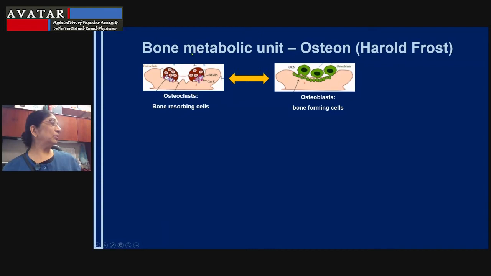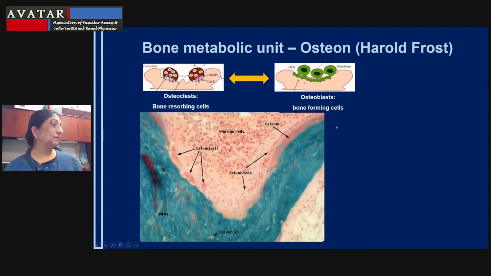And this bone metabolic unit consists of osteoclasts, or the bone resorbing cells, and the osteoblasts, or the bone forming cells. And the actions of these cells are tightly coupled, bone resorption leading to bone formation. And you're able to see this bone metabolic unit in this section of bone.